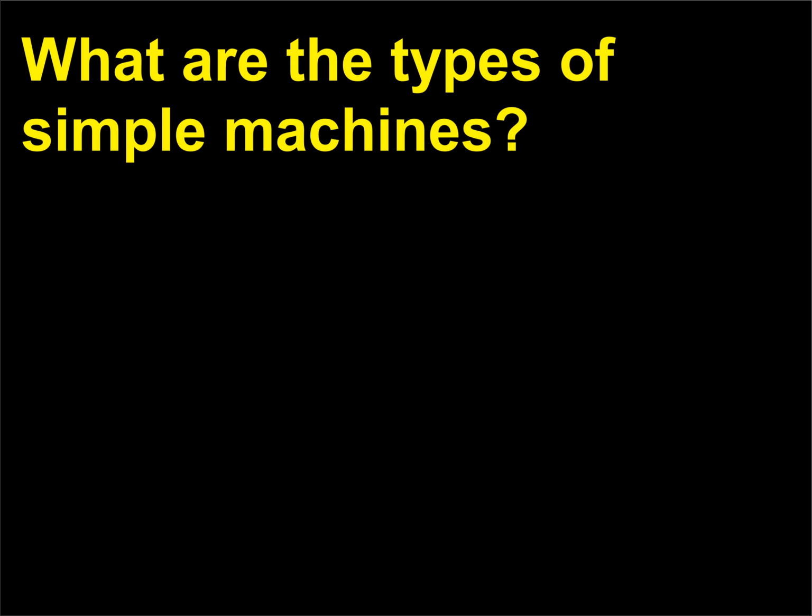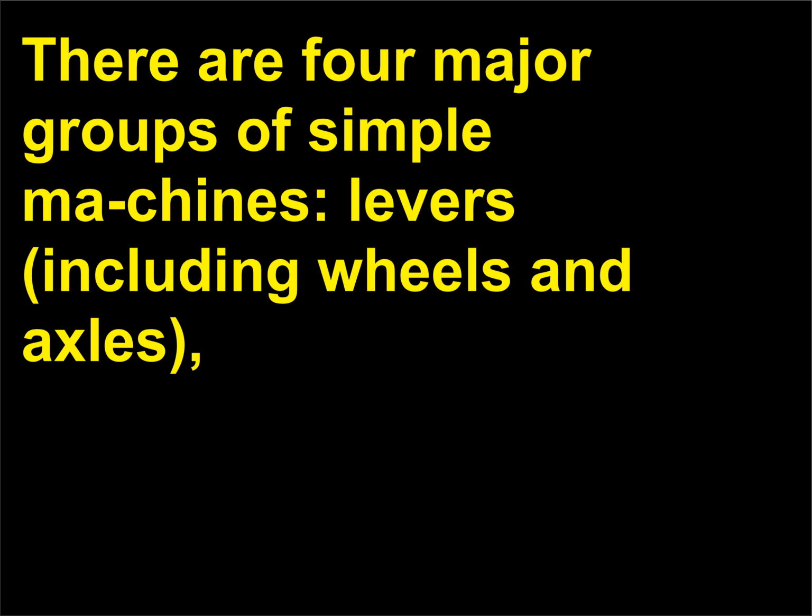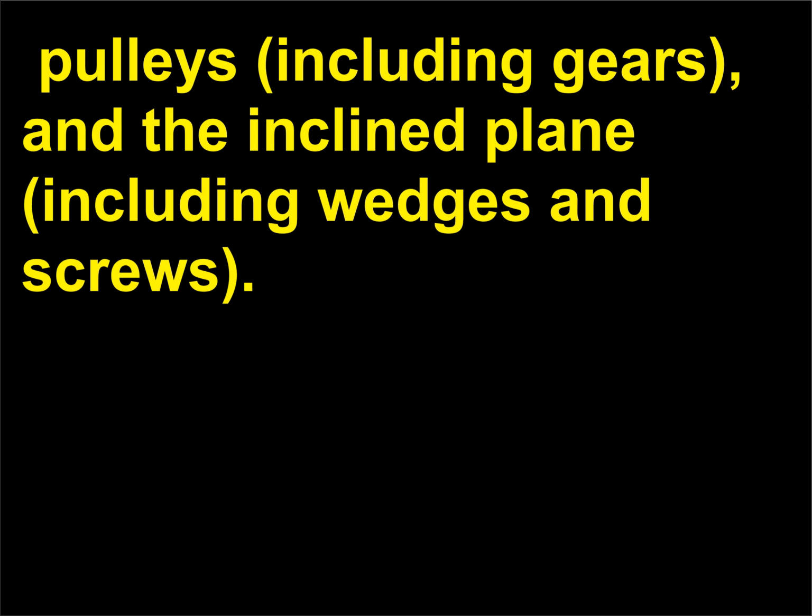What are the types of simple machines? There are four major groups of simple machines: levers, including wheels and axles; pulleys, including gears; and the inclined plane, including wedges and screws.